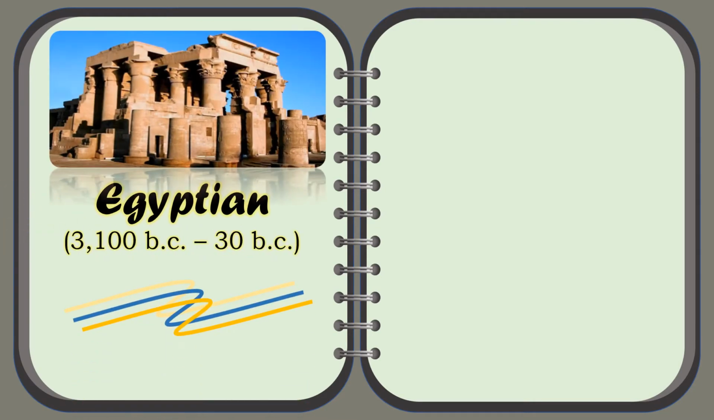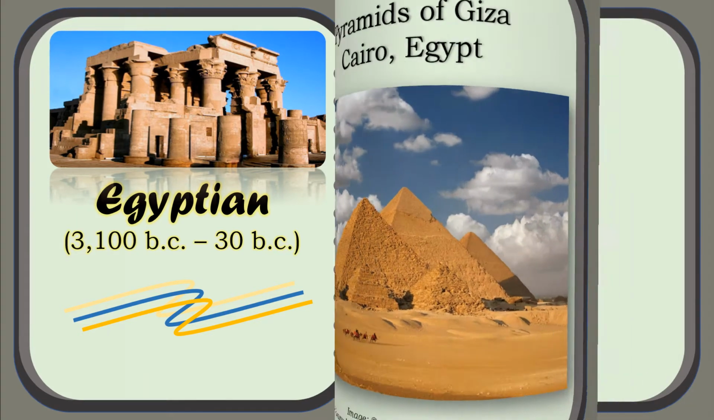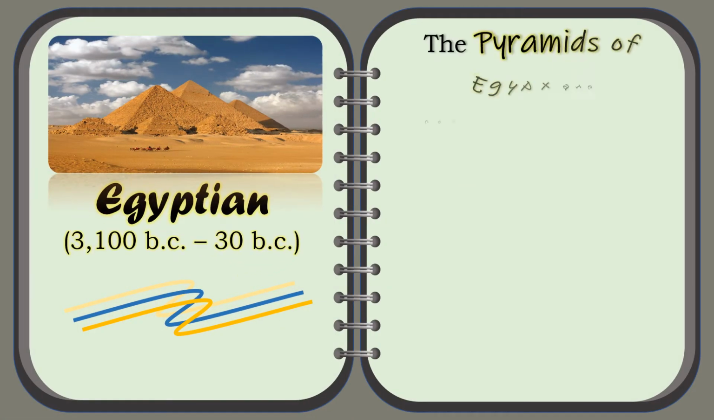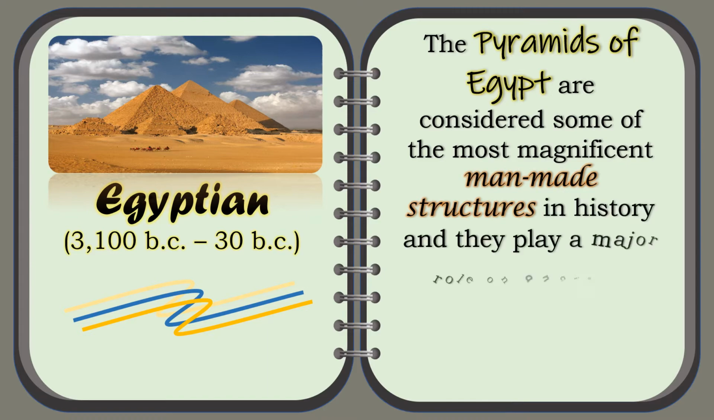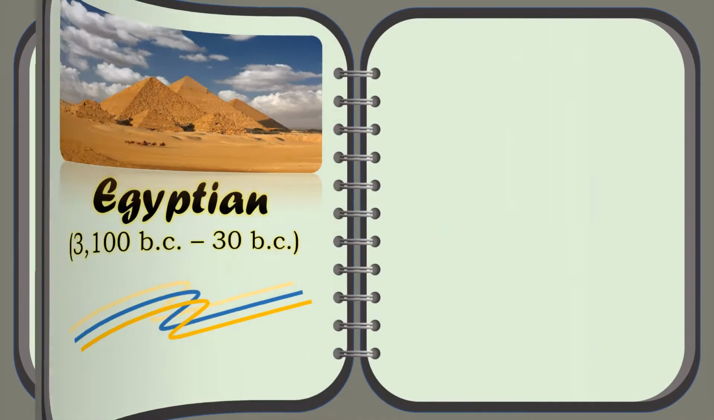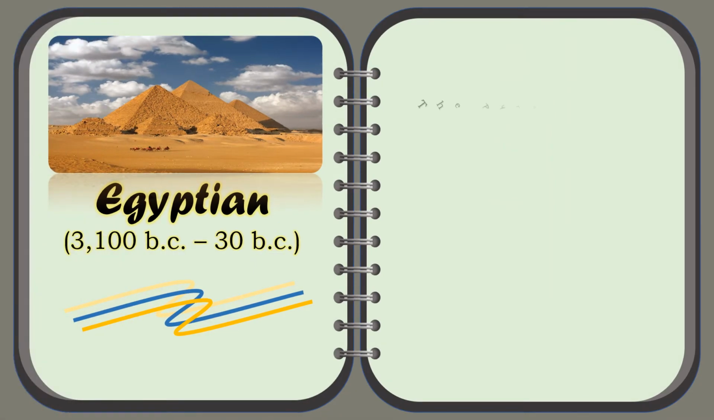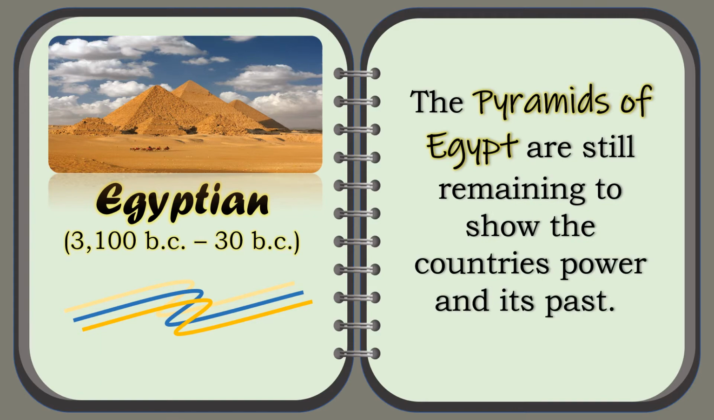Egyptian period. Pyramids of Giza, in Cairo, Egypt. The pyramids of Egypt are considered some of the most magnificent man-made structures in history, and they play a major role in ancient Egyptian society. The pyramids of Egypt still remain to show the country's power and its past.